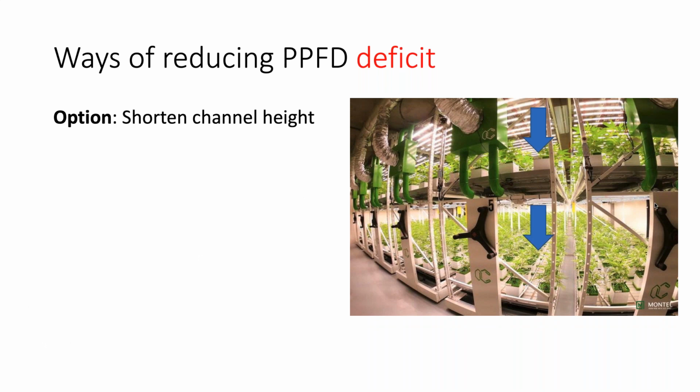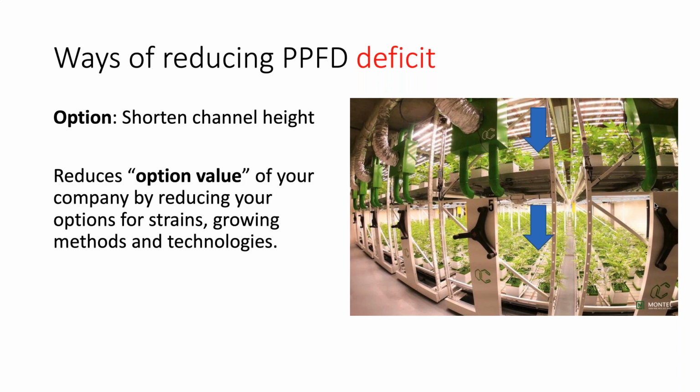The other option is you shorten your channel height, right? I add more channels, or I make the distance between the table and the light smaller. Okay. The problem is now we're getting into reducing your option value, right? You might have some strains that grow 30 inches and others that grow 60 inches, right? And by shortening that channel height, you're making it more difficult for you to grow the 60-inch plant, right? So you're reducing your options. So it's harder for you to respond to your customers. You lower the value of your company. Okay.